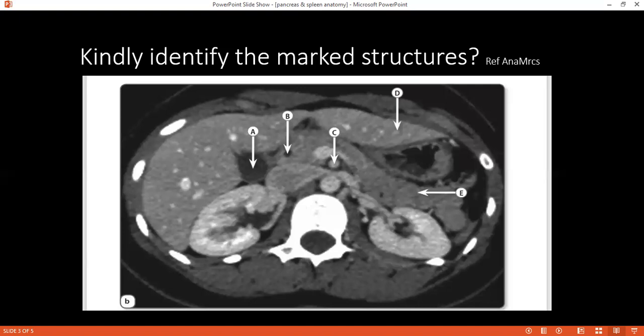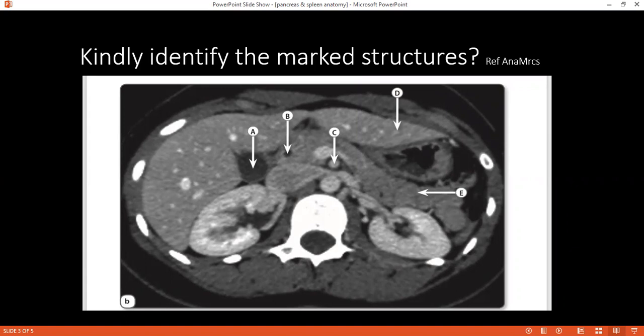Good. Okay. What are the cells which are present in the pancreas, and what do they secrete? Alpha cells secrete glucagon, beta cells secrete insulin, delta cells secrete somatostatin, and PP cells secrete pancreatic polypeptide.